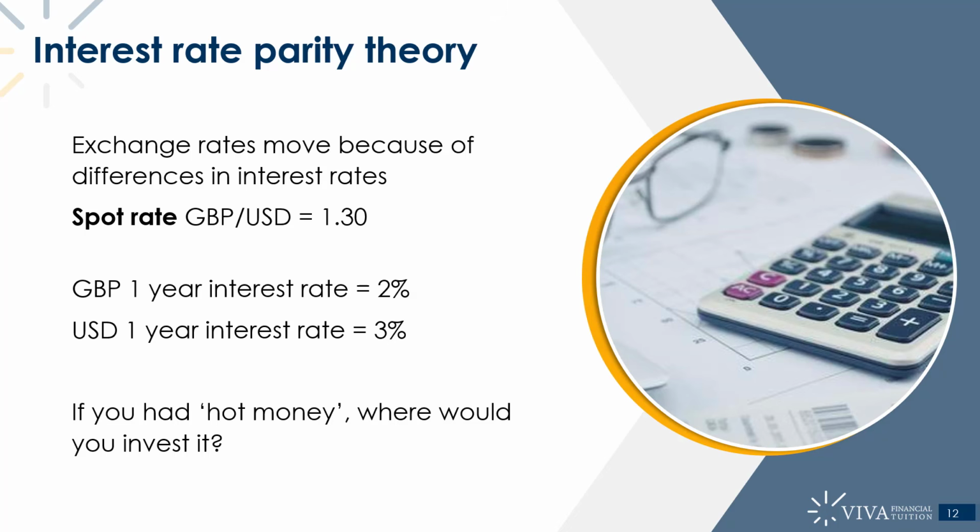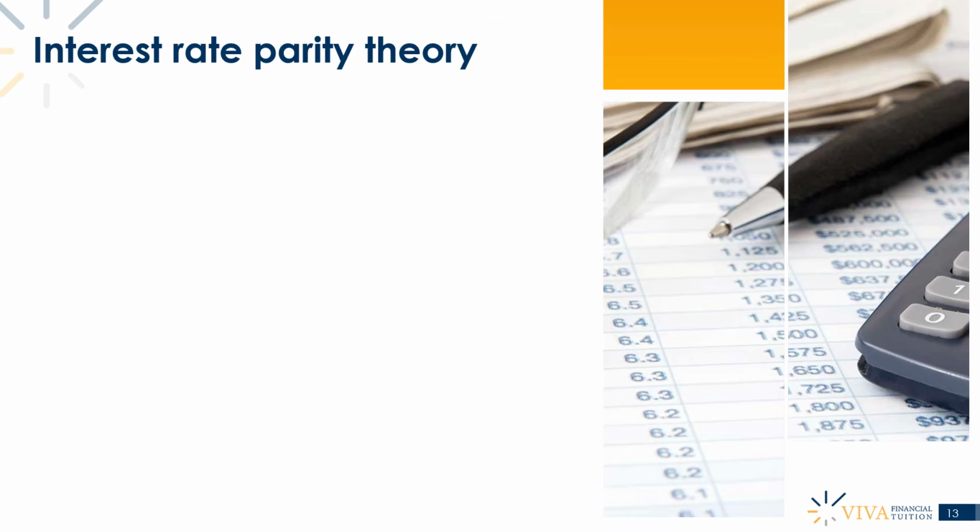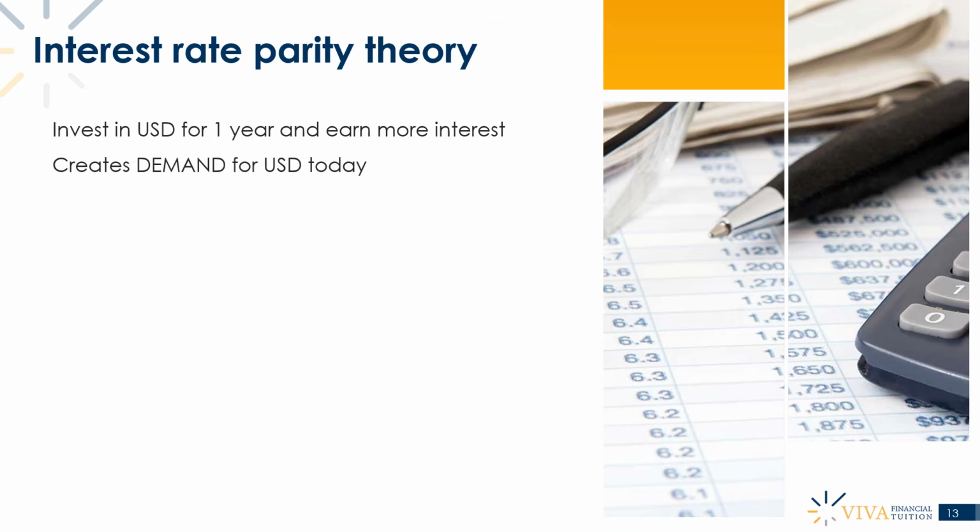Hopefully that's okay. So let's play that through then. So we'll put our money into dollars, and that interest rate I was talking about there was an annual interest rate. We can get that rate for a year. So we'll earn more interest for that year. And what that does today is mean that people buy dollars. That creates demand for dollars. They need dollars to be able to earn those 3% interest. And so that means that the dollar will strengthen today.